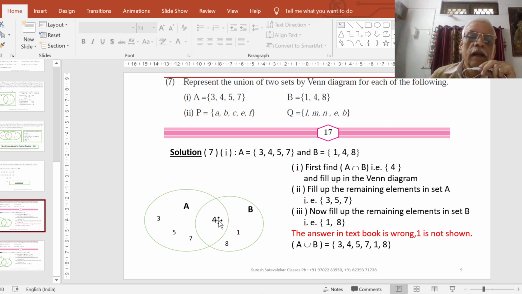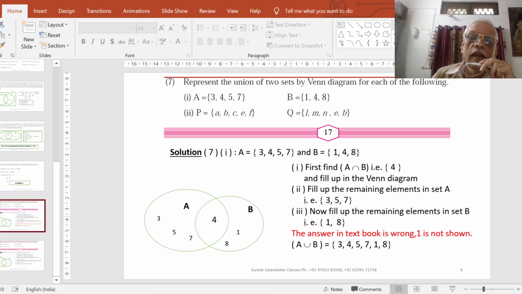And then we have to complete this A. So only A, that means 4 is common to both, that is written. Now remaining is 3, 5 and 7, that we have to write here. And in B there are 1, 4, 8. So 4 is already written, 1 and 8 are written here, only B. So first we have to find A intersection B, that is the singleton set 4, the set containing only one element 4, and fill up the Venn diagram.